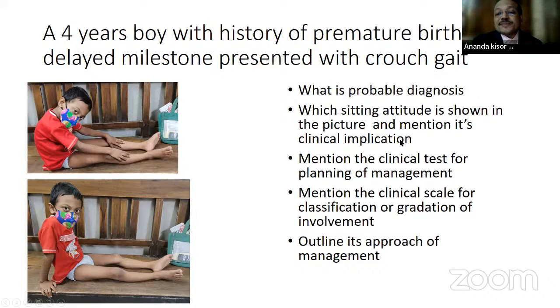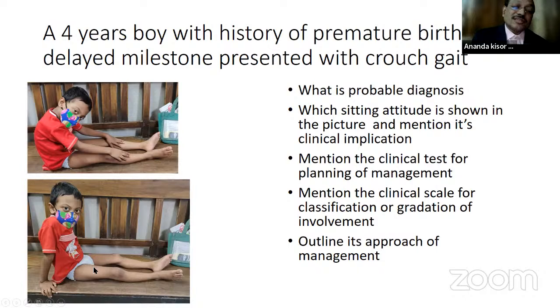Now, basically it's a spastic diplegia. Which sitting attitude is shown in the picture, and mention its clinical implication. This attitude is a tripod. The patient cannot sit like this because of the hamstring spasticity. As you can see here, because of the hamstring spasticity, the patient feels comfortable keeping the trunk leaning backwards with both hands supporting on the other side.